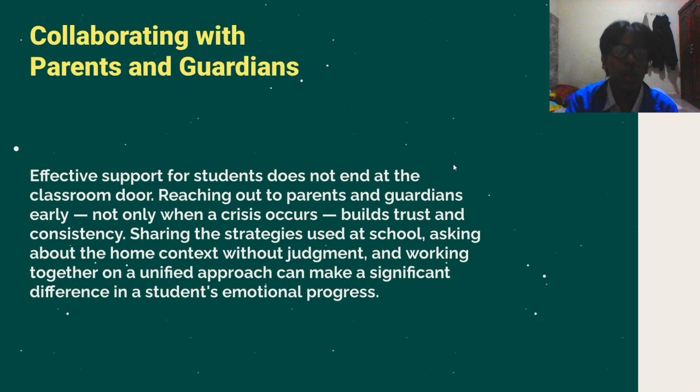Collaborating with parents and guardians. Effective support for students does not end at the classroom door. Reaching out to parents and guardians early, not only when a crisis occurs, builds trust and consistency. Sharing the strategies used at school, asking about the home context without judgment, and working together on a unified approach can make a significant difference in students' emotional progress.